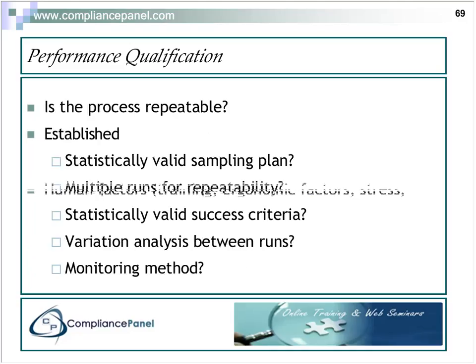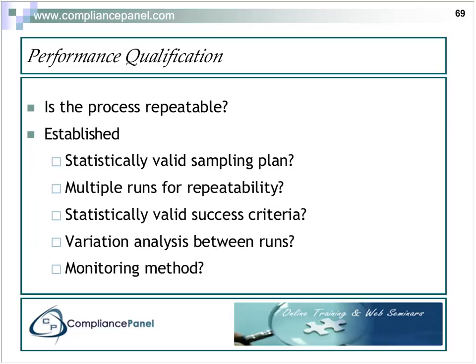Is the process repeatable? We're looking for a statistically valid sampling plan. We're running multiple runs for repeatability. We can't do this just once and turn it off and say we're done. We have to run multiple runs, and they must be a statistically valid number of runs, and that's based upon what our output is going to be when we run full-scale production. What are those success criteria? Is it going to be a 95% confidence level, 99% confidence level? What is going to be the correct information there?